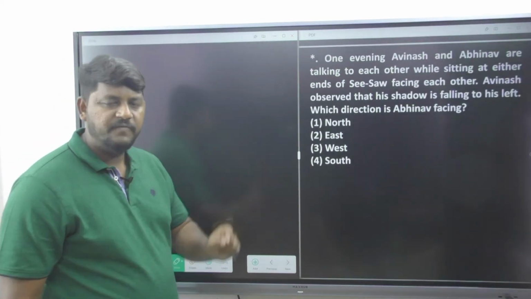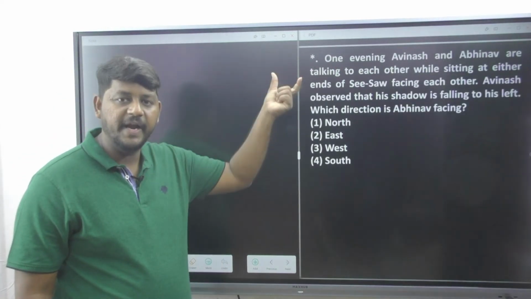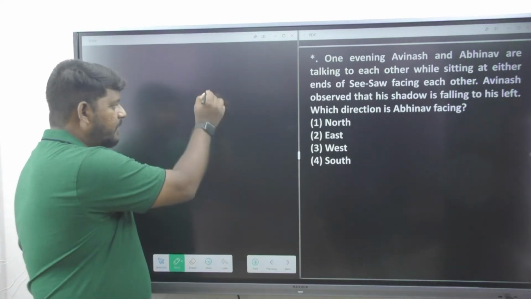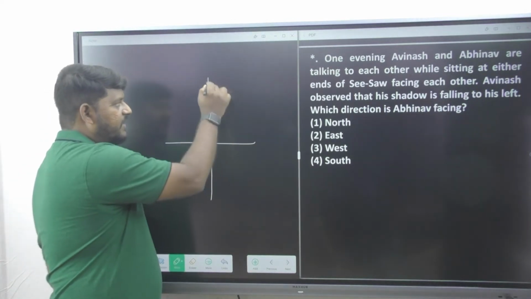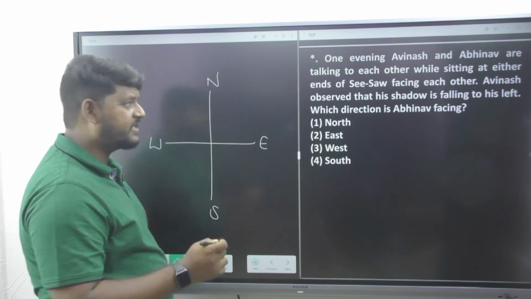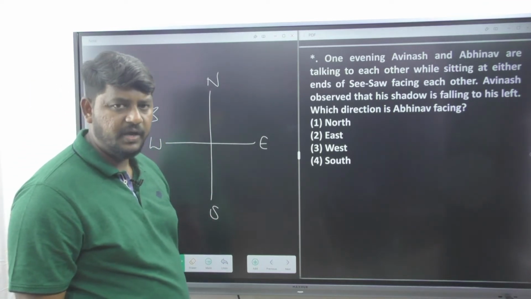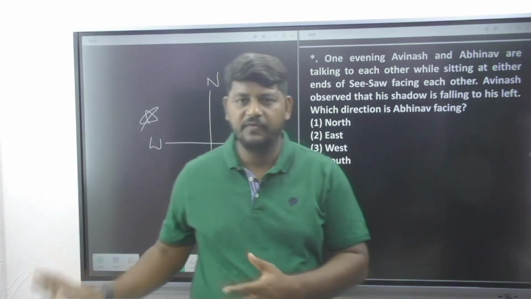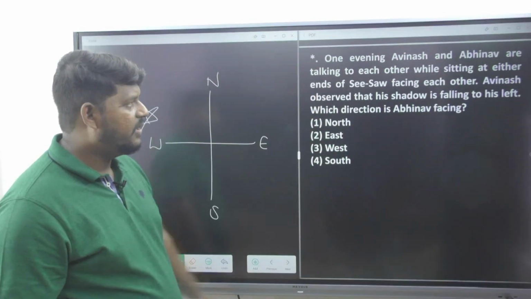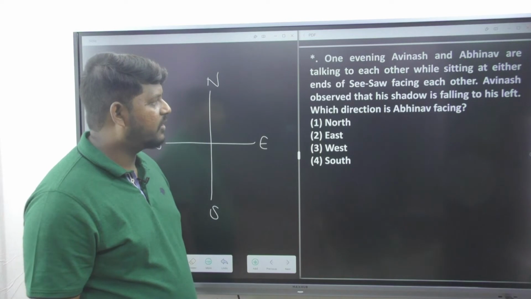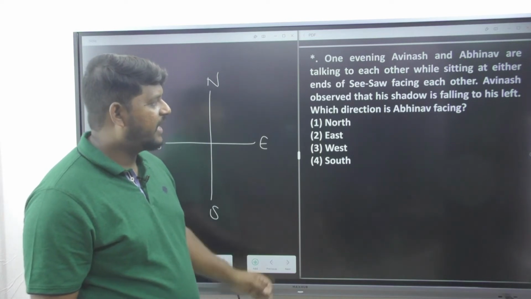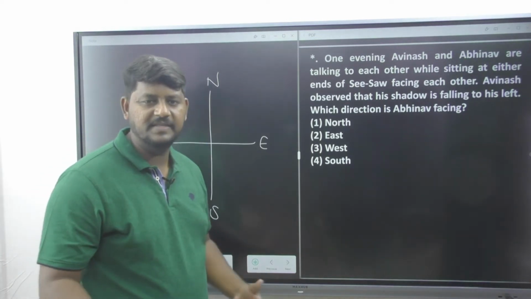A small question. First important information, one evening. Okay. Now, evening means the sun is actually going to be observed in what direction? West direction. Okay, you don't have to draw it, I'm just drawing it for your understanding purpose. Now Avinash and Abhinav are talking to each other while sitting at either ends of a seesaw. I hope you have played seesaw.